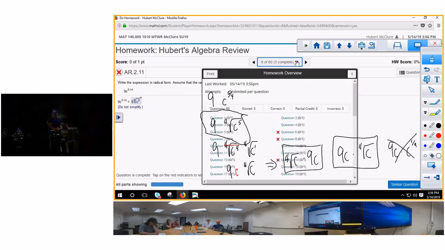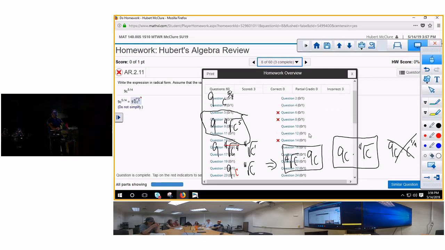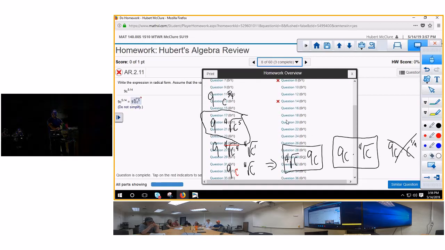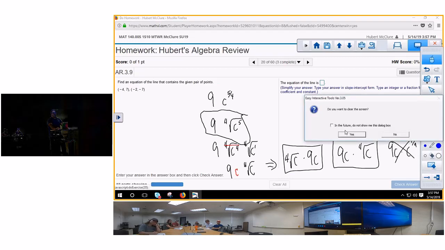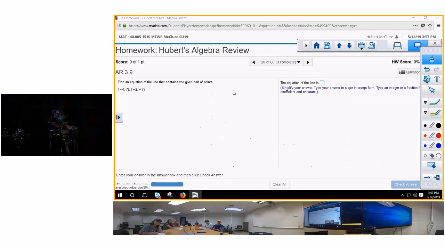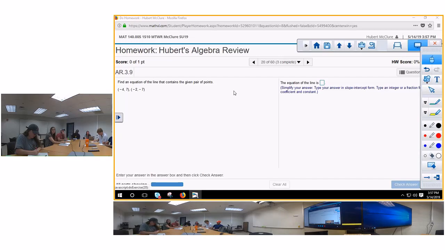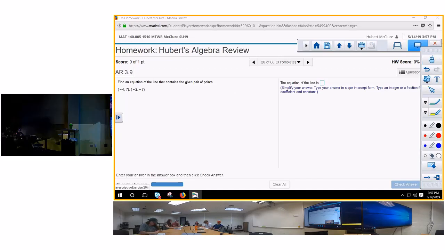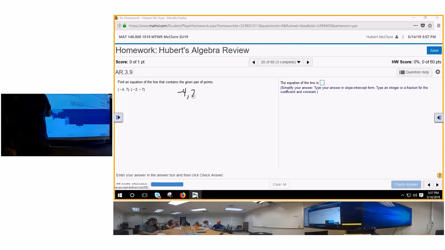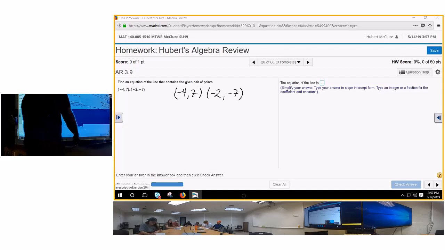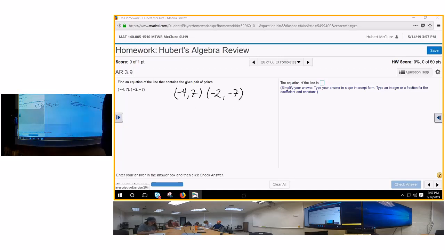Let's go to, let's see, that was number 14. Let's go down to number 20. Okay, give me an equation of that line. Oh yeah, there are going to be some people who suck on this one. I'll write it. -4, 7, and -2, -7. All right, write the equation of that line.